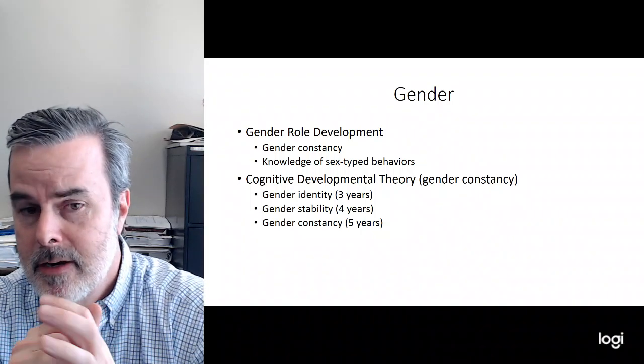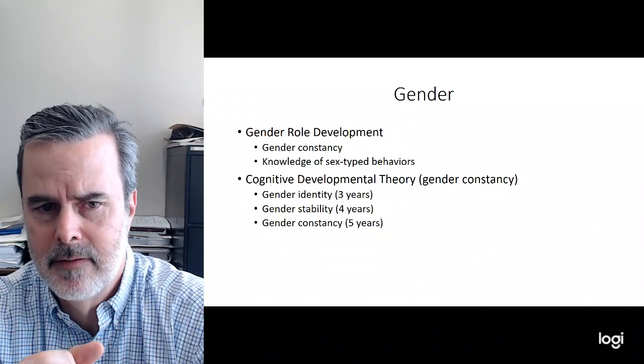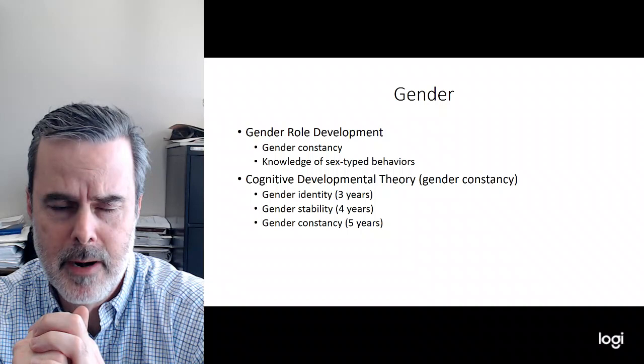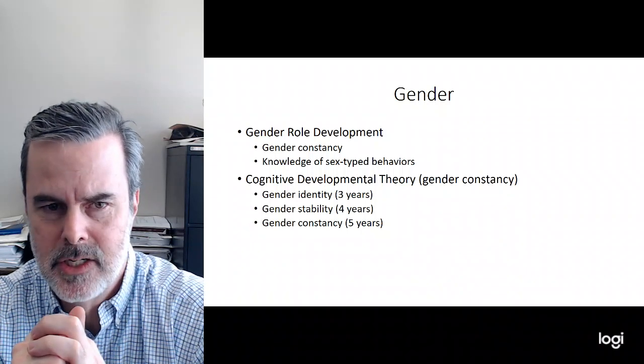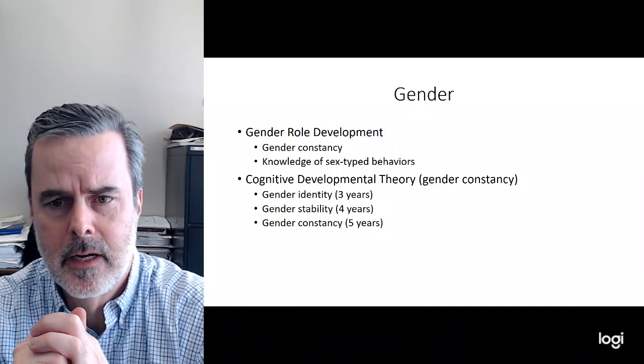But this understanding is not present initially in development, in early development, in early childhood, but emerges over time. And I'll go through the stages during which it emerges in just a moment when I talk about cognitive developmental theory.